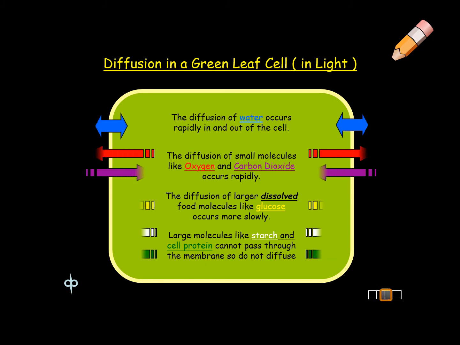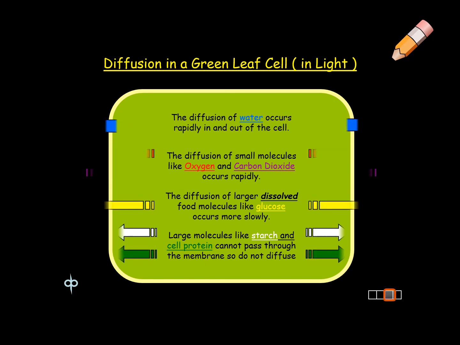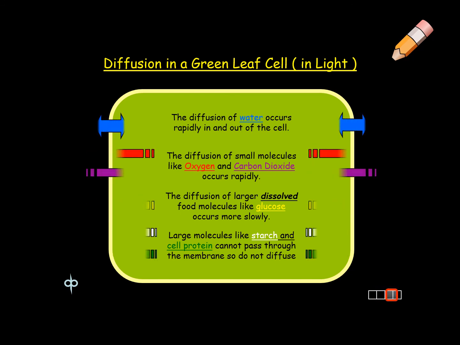So it's similar to an animal cell, but a little bit different because the oxygen and carbon dioxide are the other way around, because plants need carbon dioxide for photosynthesis.